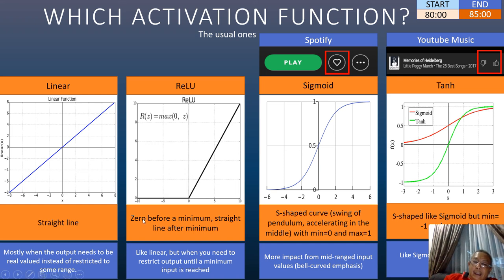Rectifier is just like linear, but when you need to only start to react, when you need to restrict output until a minimum input is reached. So you have some minimum value. Before that, you don't do anything. You disregard it. Only those that are above a certain value, you start to react to it.